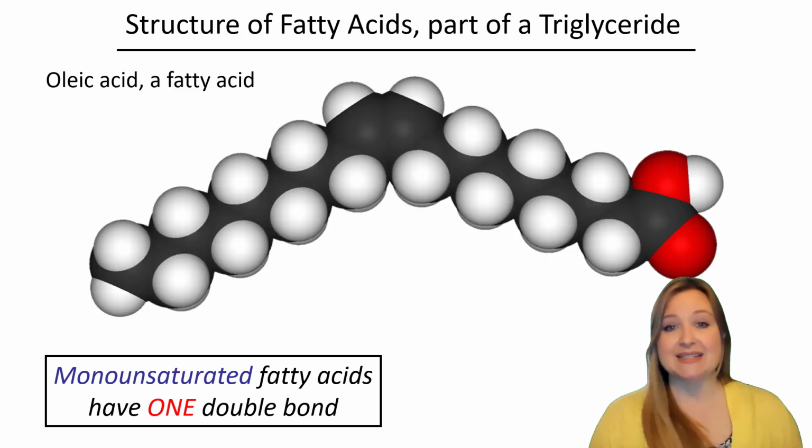This is oleic acid, which is a monounsaturated fatty acid. We see this part over here, that's the carboxyl group. And then in gray is all of the carbons. The hydrogens are here in white. Just looking at this molecule, we see that right here, it bends. And so we know that these two carbon molecules right here in gray share a double bond, and that introduces a bend into the molecule.